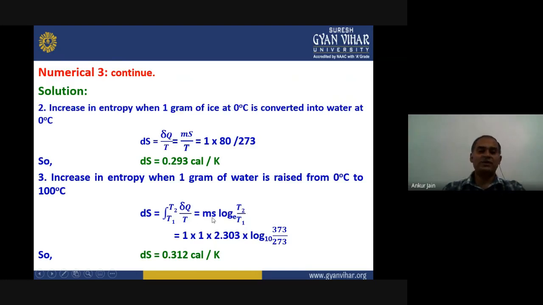So m we already know, 1 gram. s is already given there, 1 into 2.303 into log 10. Now it is going from 0 degree to 100 degree. That means T2 is 100 degree centigrade, or 273 plus 100, which is 373 Kelvin, divided by T1, which is 0 degree C, so 273 Kelvin, right? Now if we solve this, we get ds equals 0.312 calorie per Kelvin.